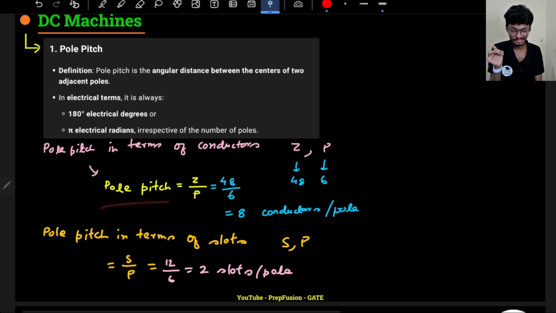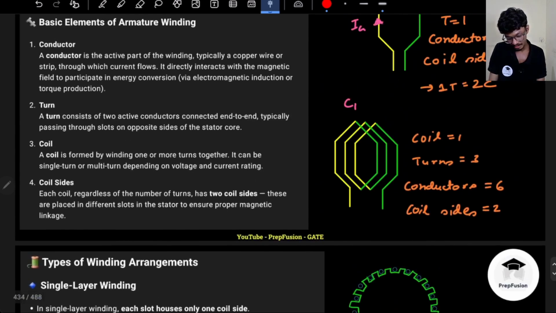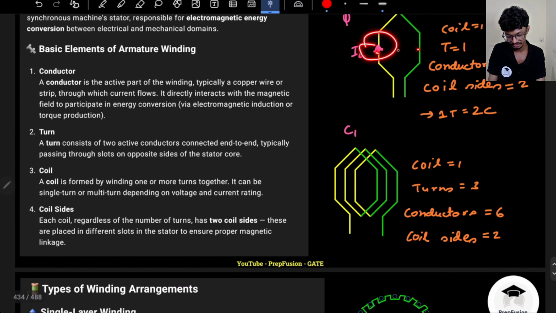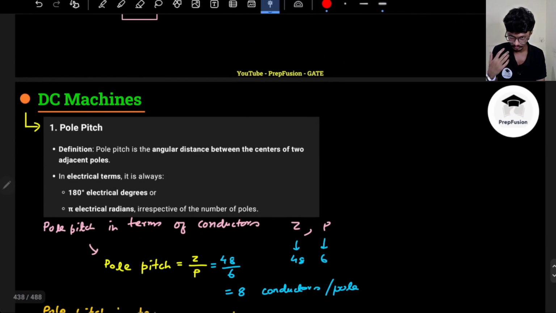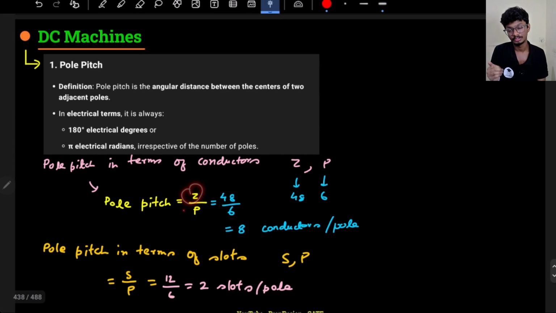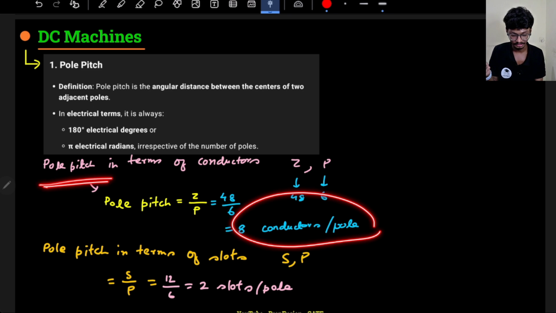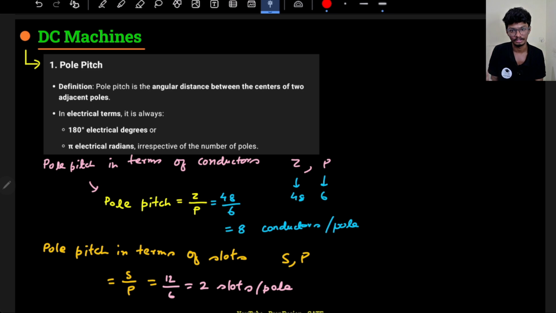Also they can ask pole pitch in terms of number of conductors. That will be the total number of conductors divided by the number of poles, so it will be conductors per pole. Each coil will have how many conductors? Each coil will have two conductors, right? Don't worry, they will give you the total number of conductors and the total number of poles, and from there you will be able to find pole pitch in terms of conductors. Or they may give you the pole pitch in terms of conductors and you might have to find the total number of conductors. That is also totally possible, whichever way they can ask. So these are the different types of pole pitch that can be asked.